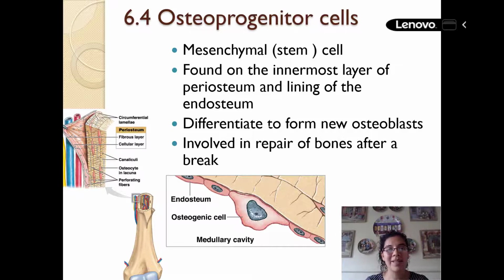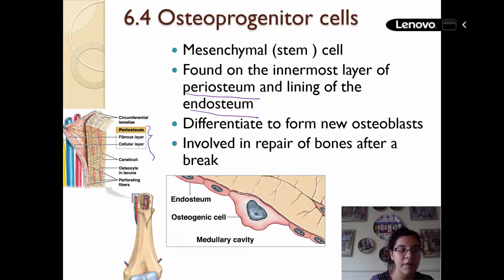Osteoprogenitor cells are mesenchymal stem cells. They're stem cells that give rise to more of themselves, and they form osteoblasts. They're found in the innermost layer of the periosteum and the lining of the endosteum. Here on the left, we have the periosteum, with two layers: the fibrous layer, which allows for attachment of nerves and blood vessels, and the cellular layer. In the cellular layer, you're going to find osteoprogenitor cells as well as osteoblasts.